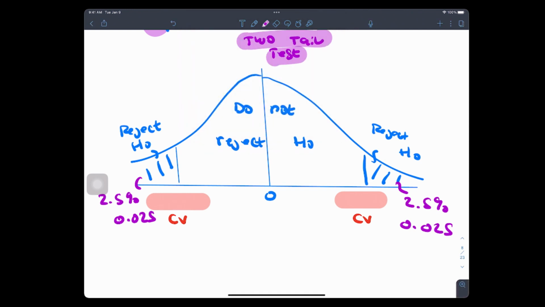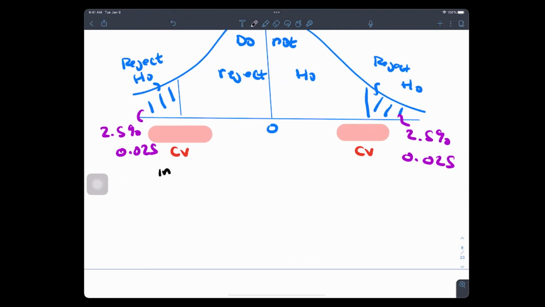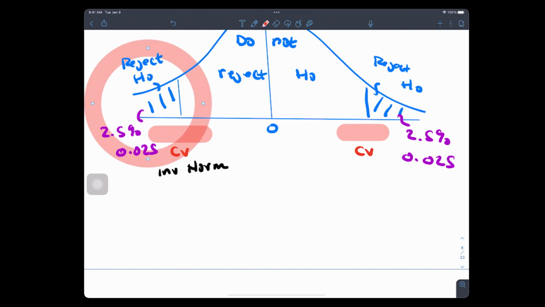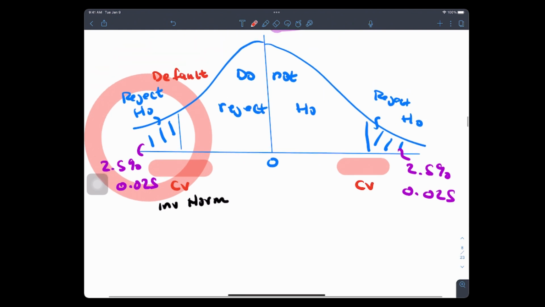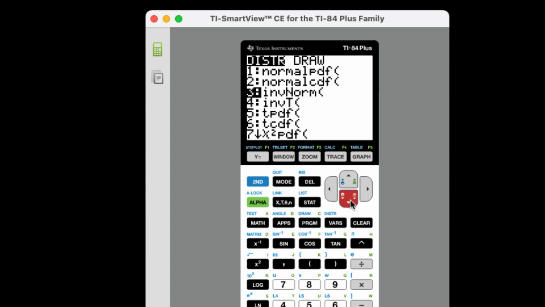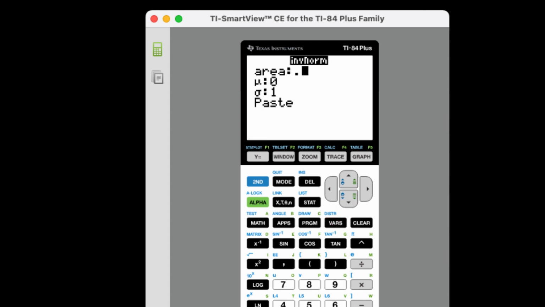Okay. So what do we use to get the critical value? Go to the left here, inverse norm. We're going to use the default in honor of those students that have the other calculator, the older TI. Second distribution, inverse norm, 0.025. Remember, area to the left of that leftmost critical value. What do you got?